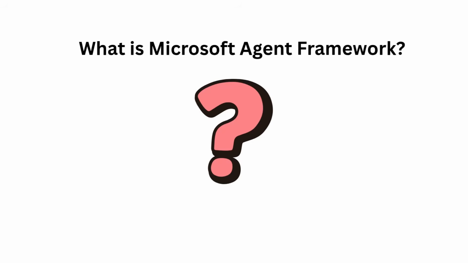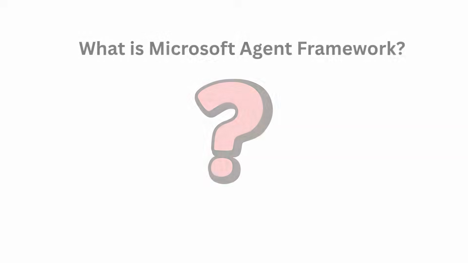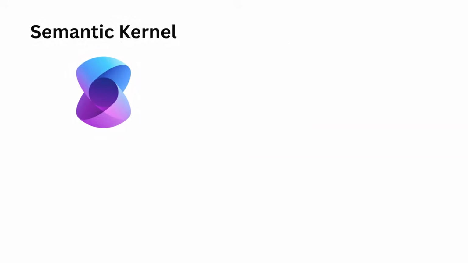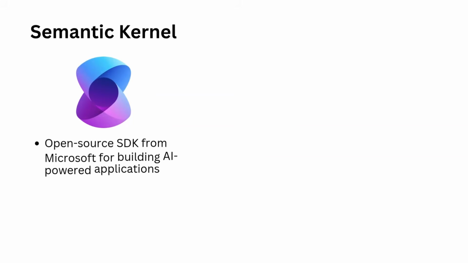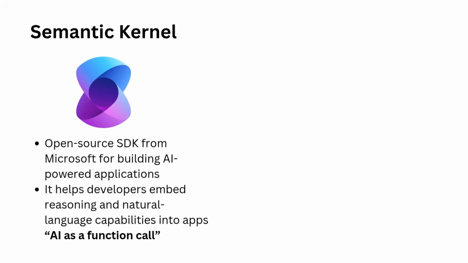What is Microsoft Agent Framework? Before we answer that question, we need to first look at two other frameworks. First, Semantic Kernel. Semantic Kernel is an open source SDK from Microsoft for building AI-powered applications. It helps developers embed reasoning and natural language capabilities into apps, aka AI as a function call.